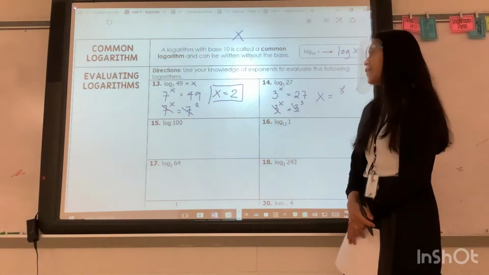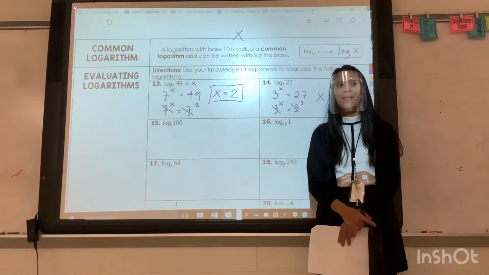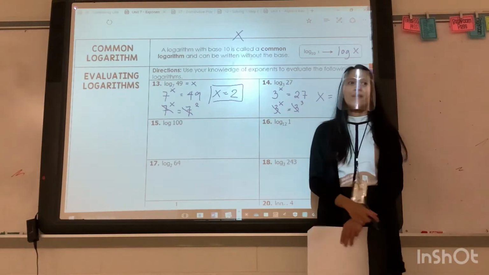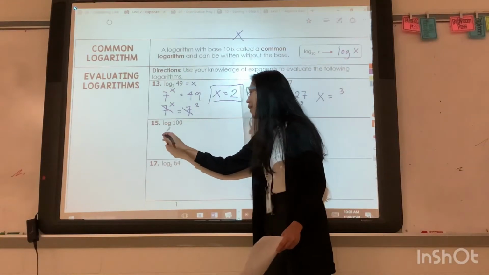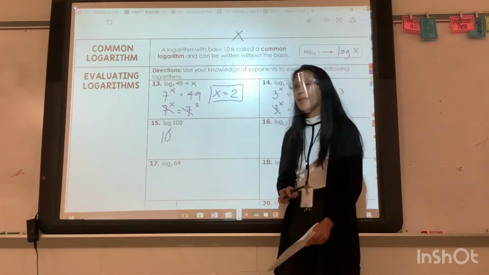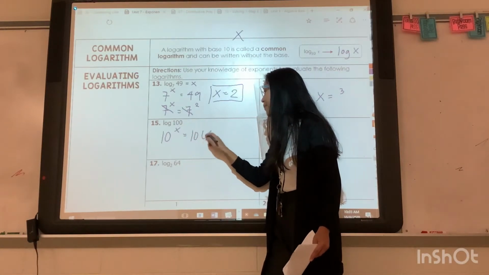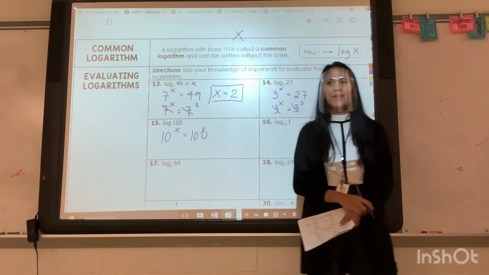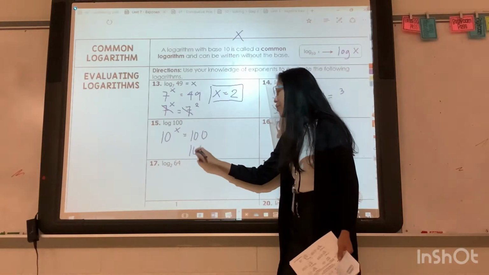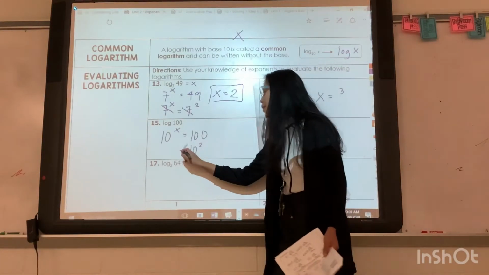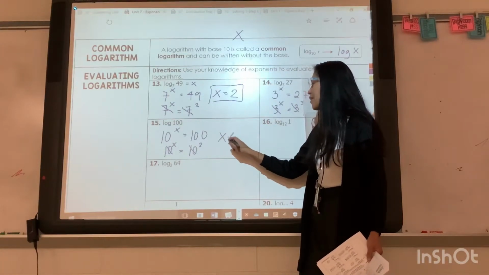Okay, for number 15, do we have a given base? No. So we can apply the common logarithm. What do you think is our base? Even if it's not written, it's 10. So it's going to be 10 raised to x is equal to 100. So what's our x? 2. Okay, so let me show you this one. This will be 10 to the second power. So you have 10, cancel, cancel. The value of your x is 2.